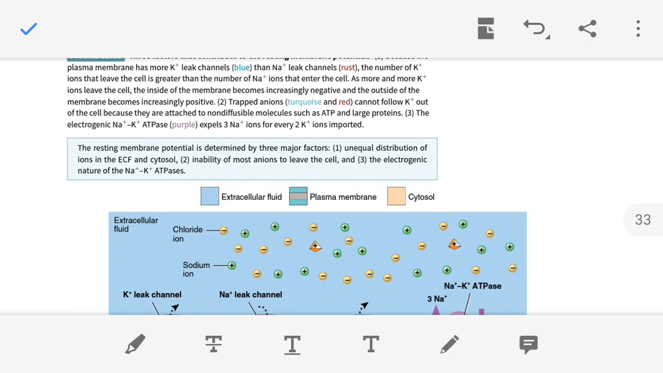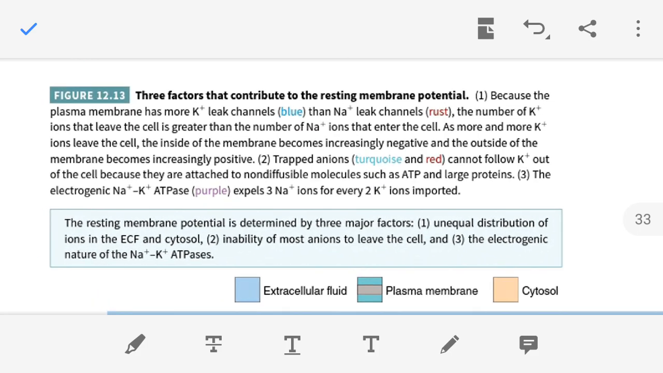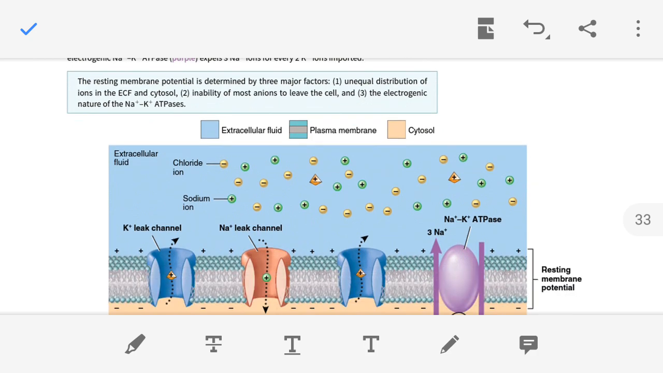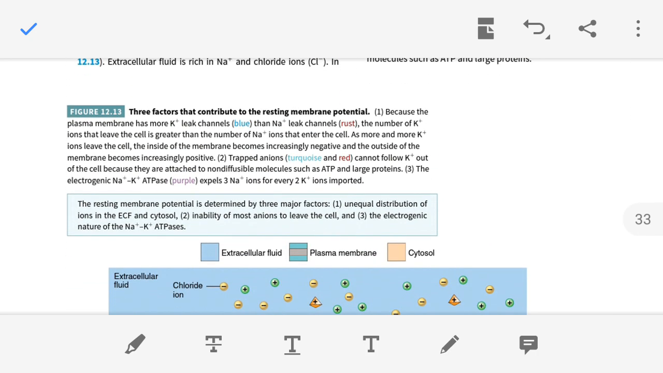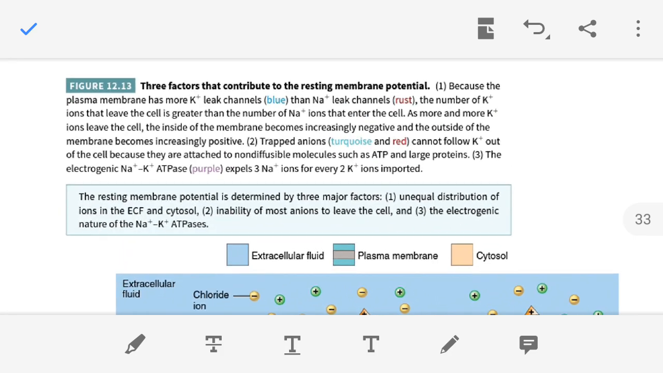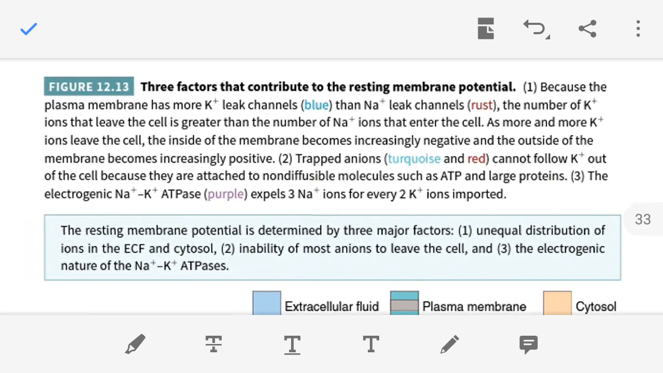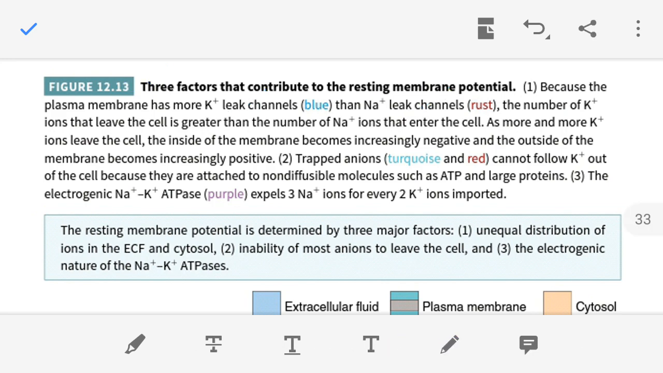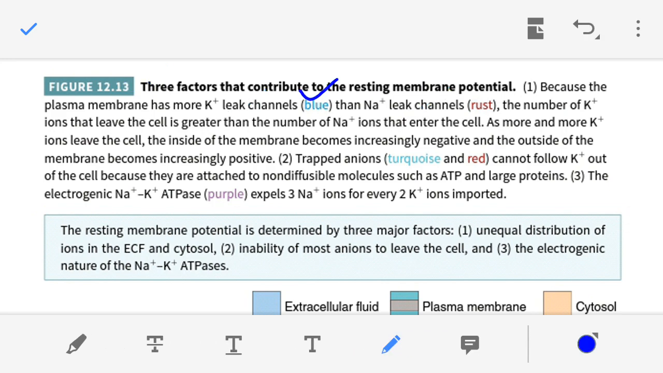Now the question is, when a nerve impulse is not propagating, how is the neuron maintaining this resting membrane potential, this minus 70 mV? To maintain the resting membrane potential, three factors are involved. One factor is the K+ leak channel and Na+ leak channel. In the figure, the K+ channels are shown in blue and the Na+ leak channels are shown in rust color.